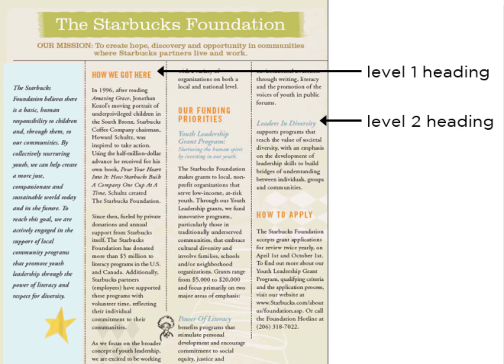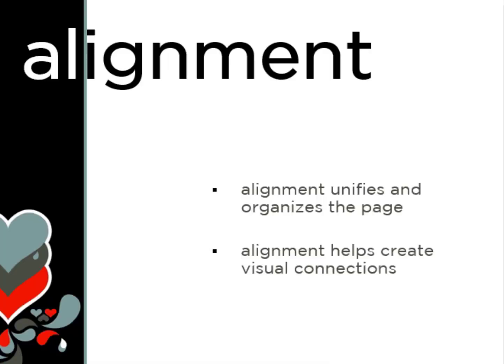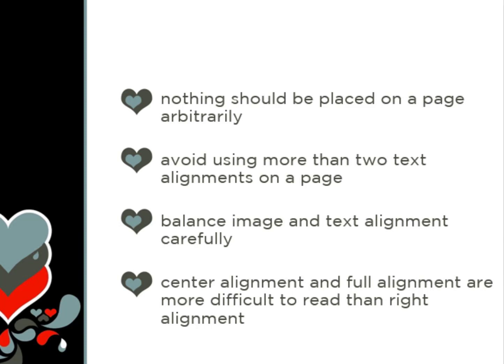And here we start to see the design principles layering together. We see good use of both repetition and contrast here. A is for alignment, which unifies and organizes a page or screen and helps create visual connections. Rules for good use of alignment include: nothing should be placed on a page arbitrarily. Generally, you want to avoid using more than 2 text alignments on one page or screen.